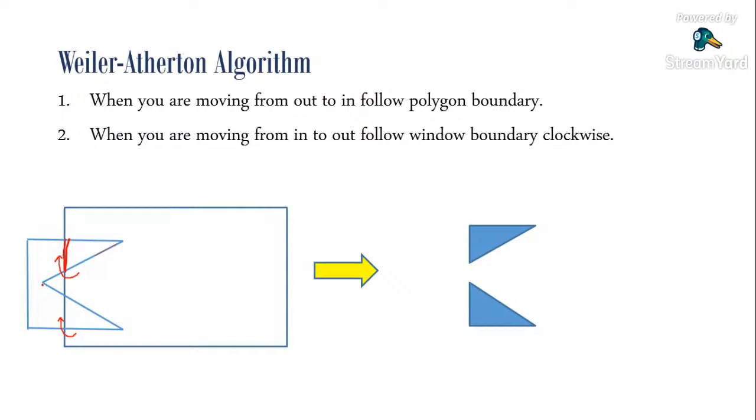Similarly, whenever you are going from out to in, follow the polygon boundary, and when you are coming from in to out, at the intersection you have to follow the window boundary and close the figure. So this is the Weiler-Atherton algorithm, with the two changes incorporated. Otherwise the algorithm is the same as the Sutherland-Hodgman algorithm. Whenever you move from out to in, follow the polygon boundary, and whenever you move from in to out, follow the window boundary and close the figure in clockwise direction.